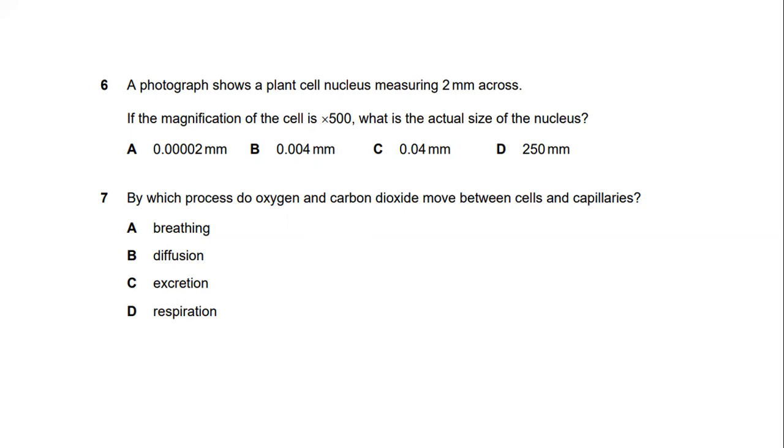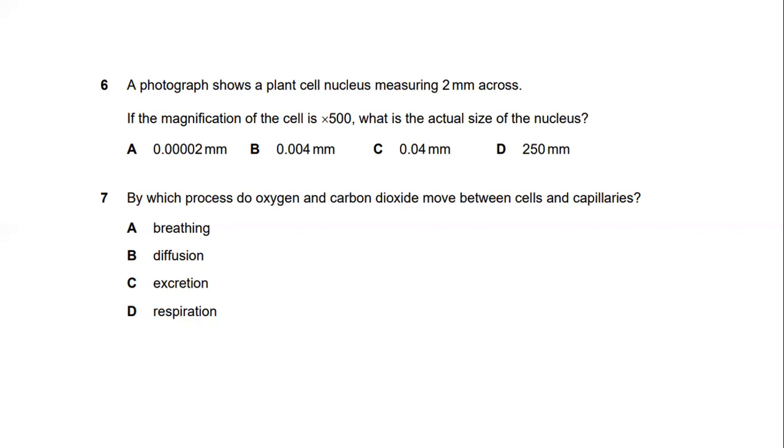Number 7. By which process do oxygen and carbon dioxide move between cells and capillaries? If you look at the process of diffusion, during diffusion, products of digestion dissolved in water can pass across the wall of the small intestine by diffusion. The concentration is higher in the small intestine than in the blood, so there is a concentration gradient from the intestine to the blood.